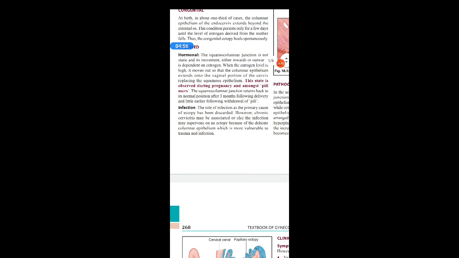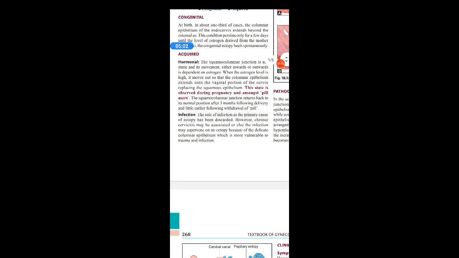And a little earlier following the withdrawal of the pill, in less than 3 months, pill users heal this type of hormonal ectopy by spontaneous healing. It takes less than 3 months after withdrawal of the pills.